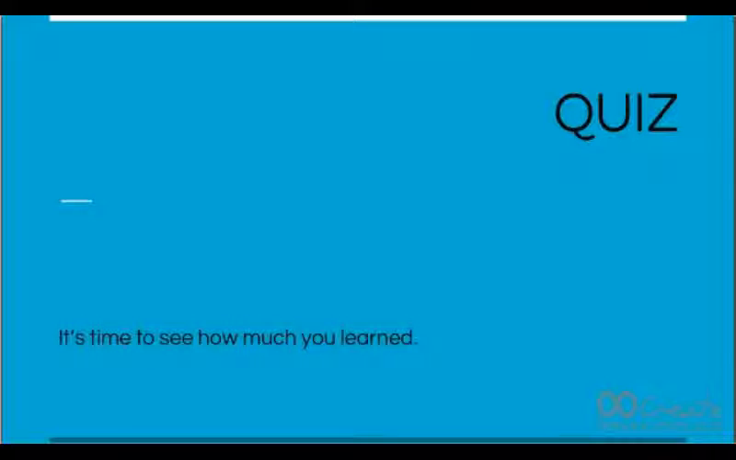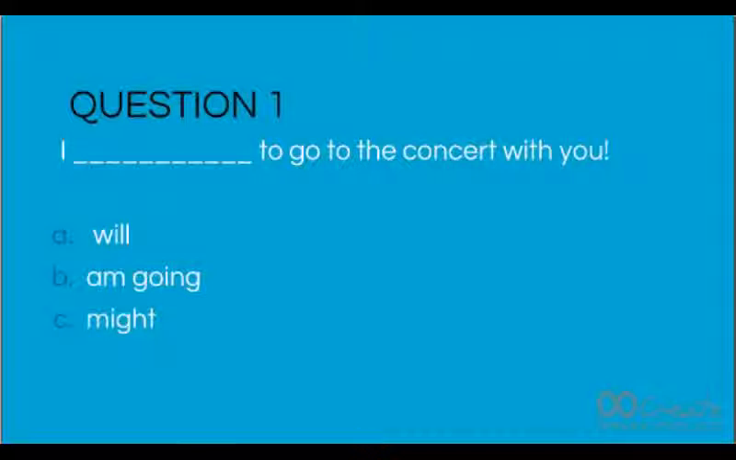Okay, now it's time for a quiz to see how much you learned. Question number 1. I to go to the concert with you. A, will. B, am going. C, might. The correct answer is B. This form uses the be verb plus going to.